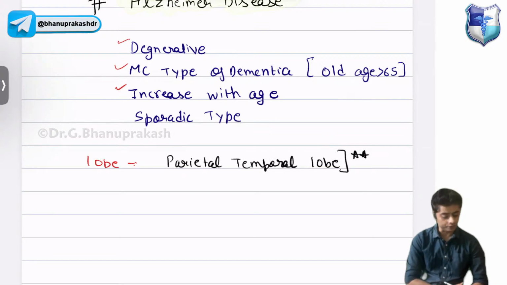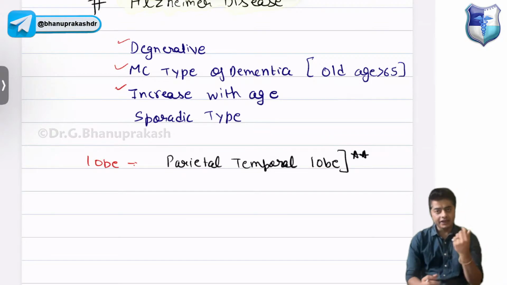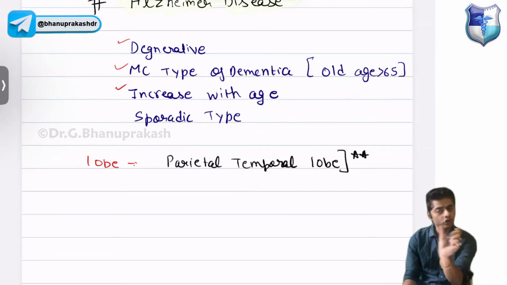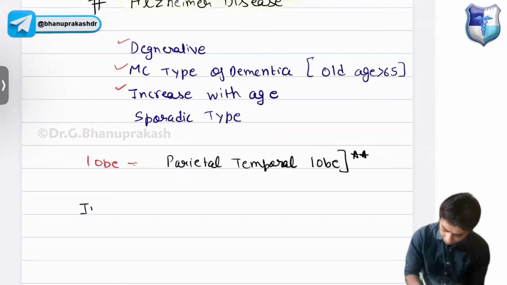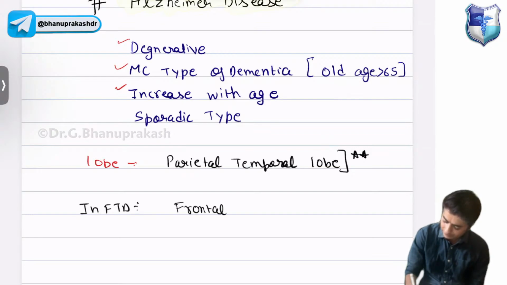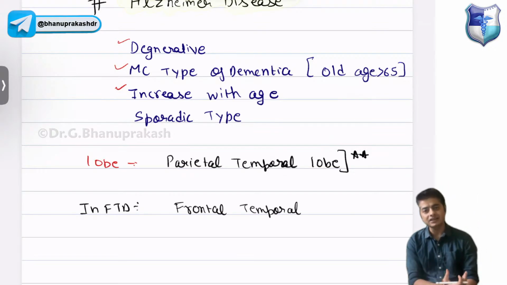Yeah, you can say dominant hemisphere also. So in FTD, the name tells itself it is a frontotemporal dementia. So in FTD, which lobes are affected? In FTD, your frontal and temporal lobes are affected, because the name is telling itself.